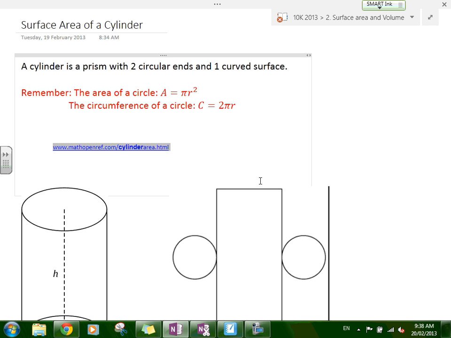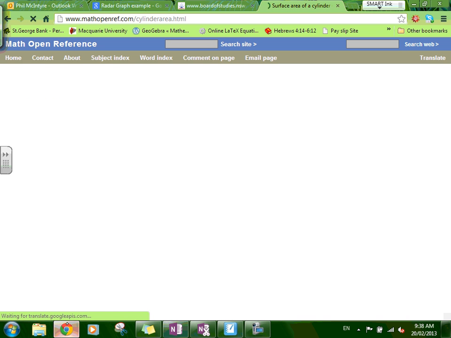When we have a cylinder, it just means that you have a prism that has a circular cross-section. We need to work out the areas of the top and the bottom, which are circles. We know how to do that. But the problem is when we come to this curved surface, how do we approach this? I've got this thing to show you.